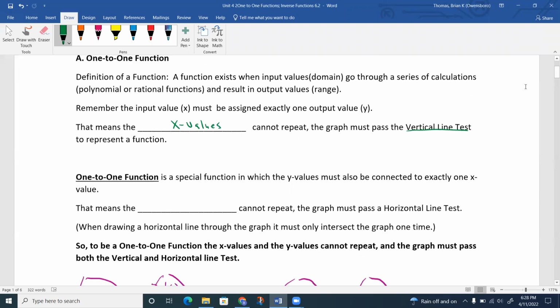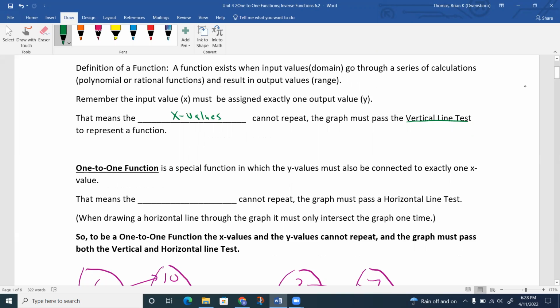Now, a one-to-one function is a special function in which the y values must also be connected to exactly one x value. So notice how in a function, the x values must be assigned exactly one output value. Now, the y values must also be connected to exactly one x value. So what this means as well then is the y values can't repeat either.